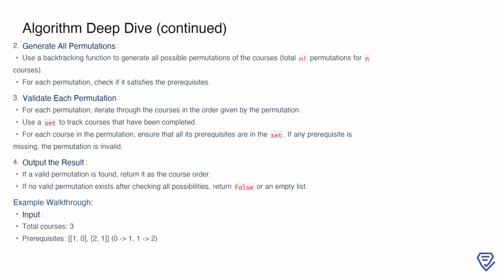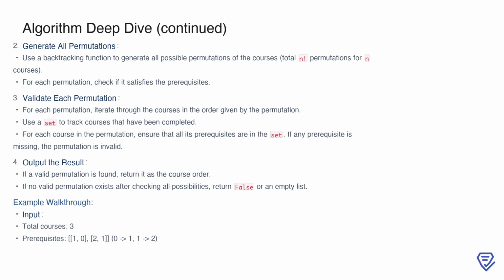Since there are n courses, this results in n factorial permutations. Using a backtracking function, we systematically create these permutations. For each permutation, we then validate if it satisfies all the prerequisite conditions.